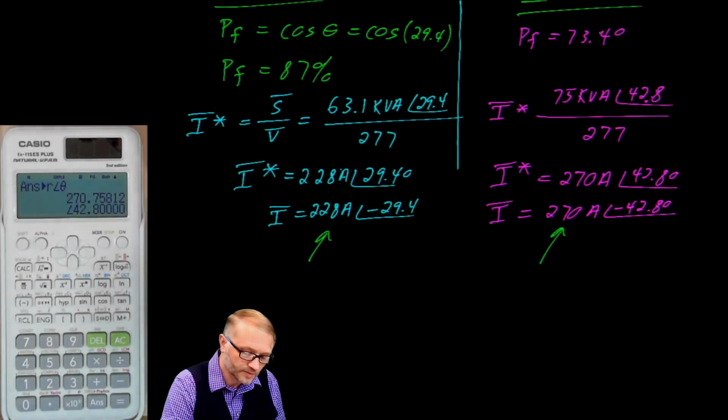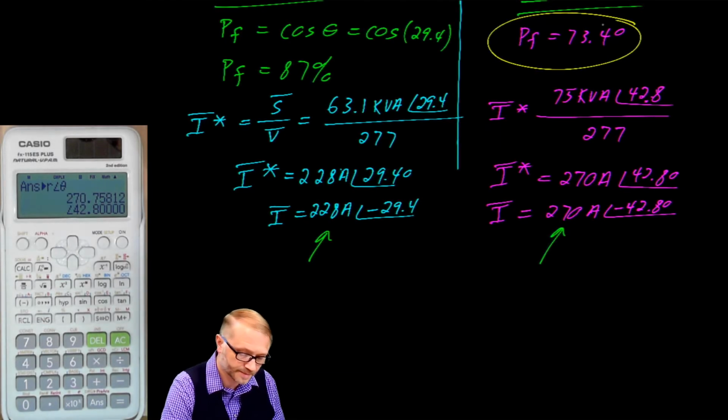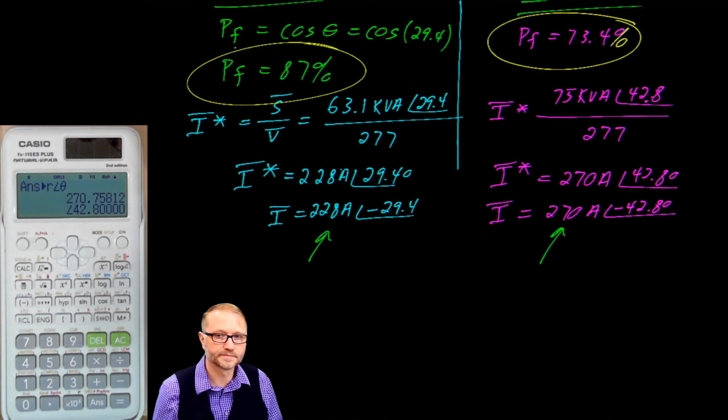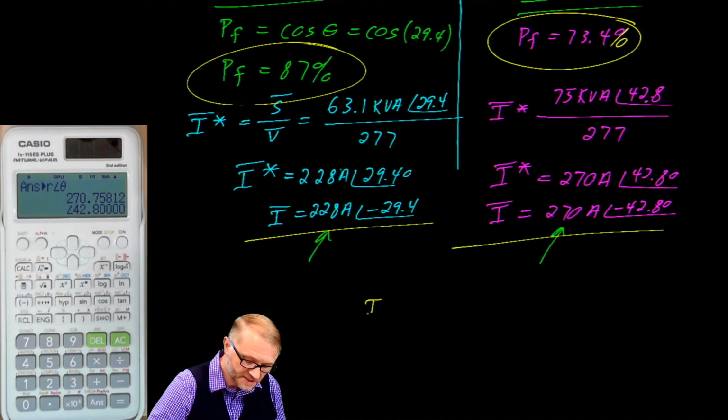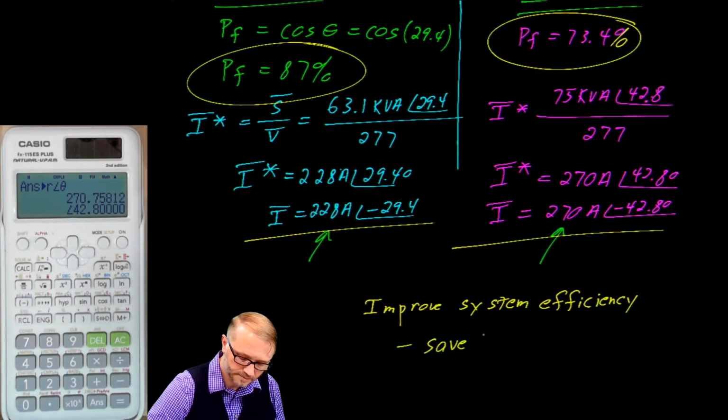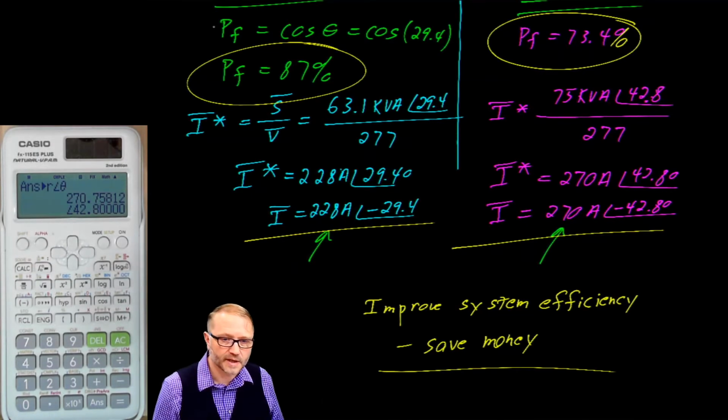In this example, we were able to take a poor power factor of 73% and improve it to 87%, which can improve system efficiency and ultimately save money. Before we start our three-phase discussion, let's work a quick transformer problem related to complex power.